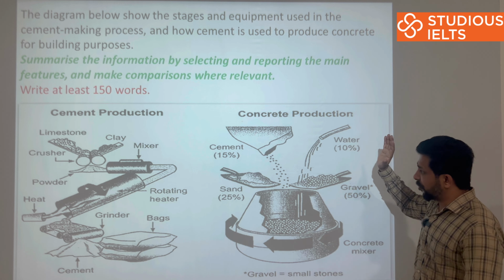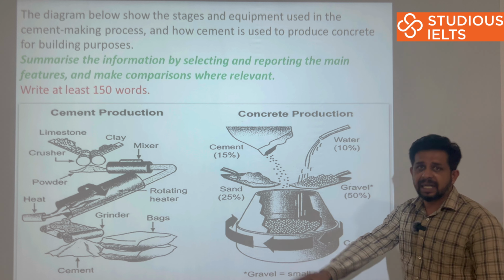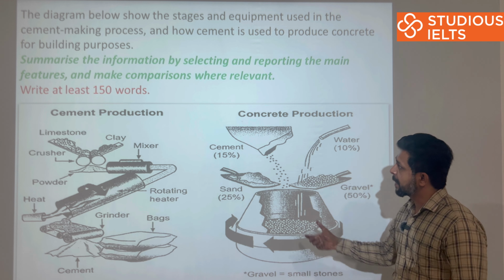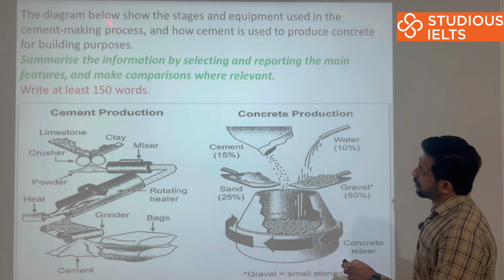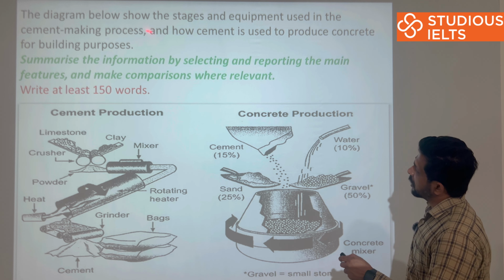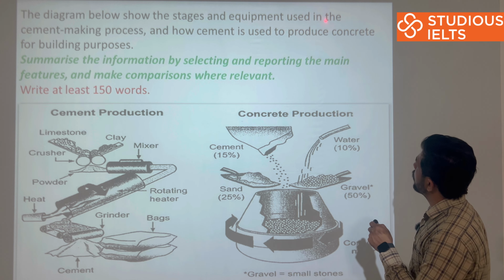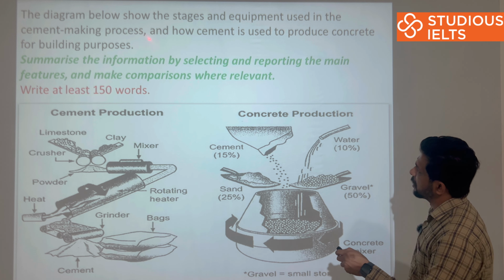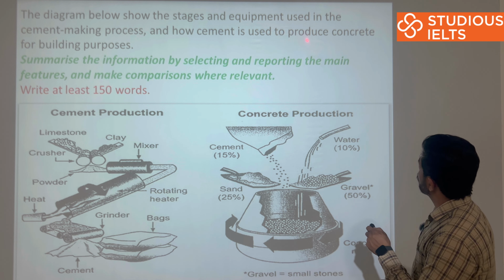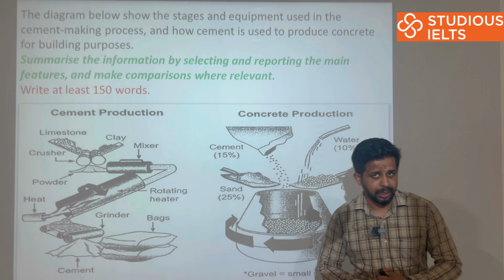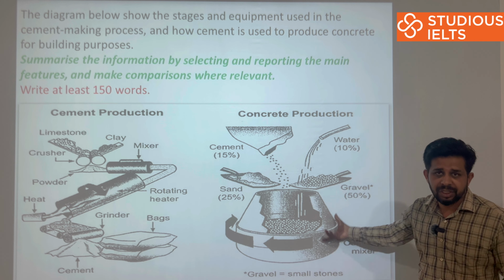Okay, so before understanding the diagram, let's have a look at the question first. What does the question say? What is the description of the diagram? It says the diagrams below show the stages and equipment used in the cement making process and how cement is used to produce concrete for building purposes. So this is what they have mentioned here.